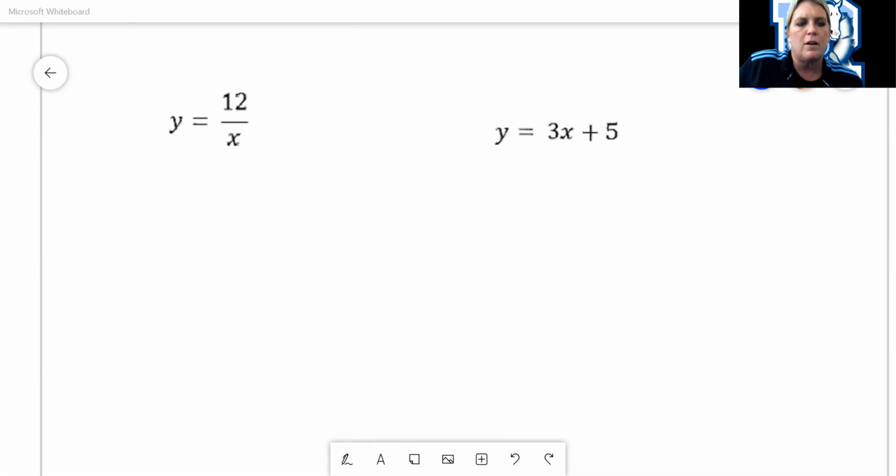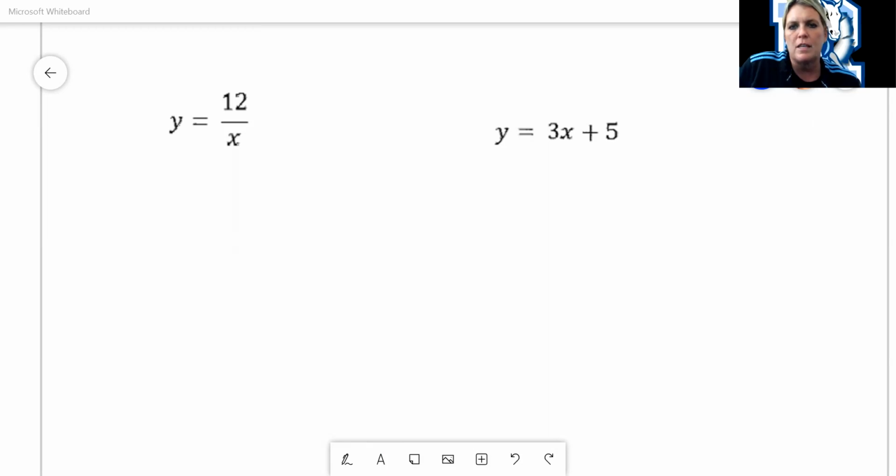Y equals 12 divided by x. I'm going to look at this function right here. I'm going to zoom out of it a little bit. When I look at this graph, if I do the vertical line test and I draw a vertical line, does a vertical line go through two places of the function?